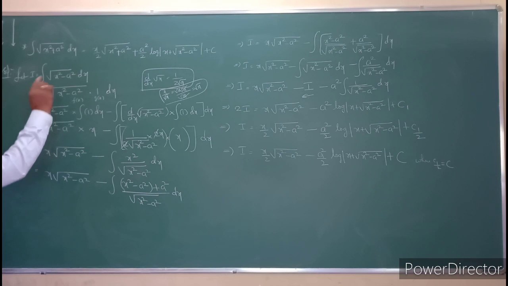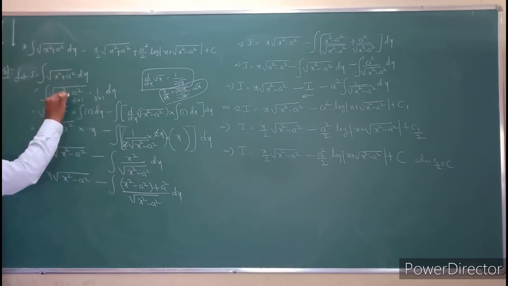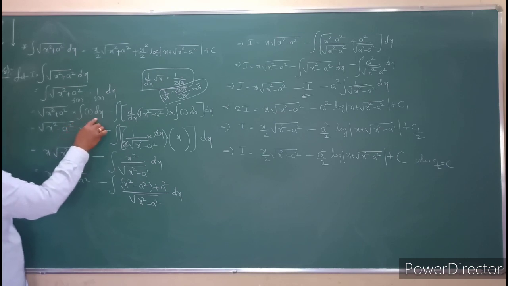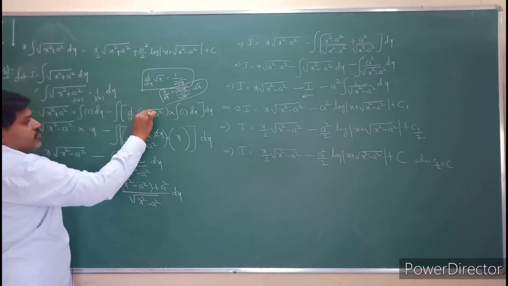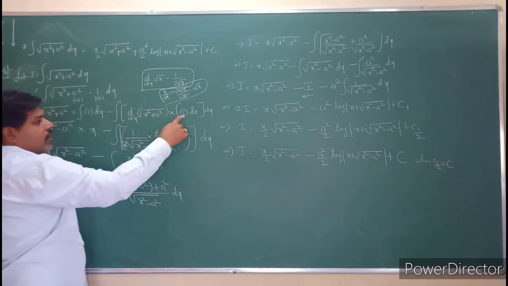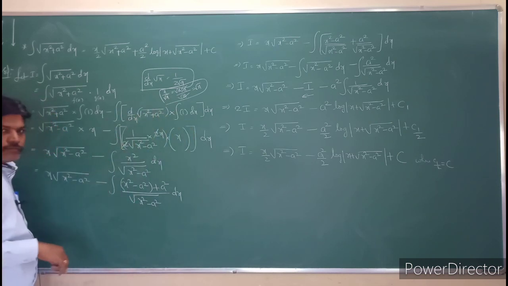So first we will take the same conditions, just I will change the plus. So first I will take that I is equal to integral of root of x square plus a square into dx. Next we will take x square plus a square into 1 into dx. So first function, integral of second function, minus integral of derivative of first function into integral of second function.